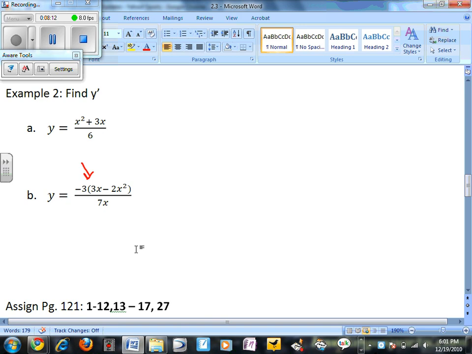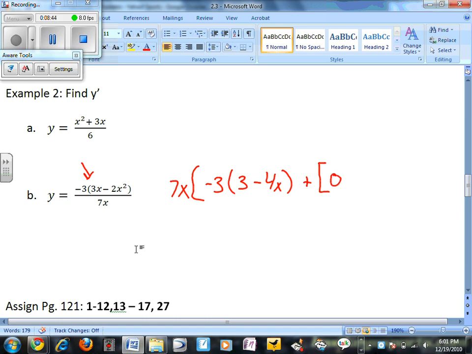All right, so the quotient rule says we bring up the bottom, so 7x, and take it times the derivative of the top. Well, for the derivative of the top, we're doing the product rule. The product rule says we leave the first one, so -3, and take it times the derivative of the second one, so it will be 3 minus 4x. And then the product rule says we leave the second one and take it times the derivative of the first one. Well, the derivative of -3 is 0.